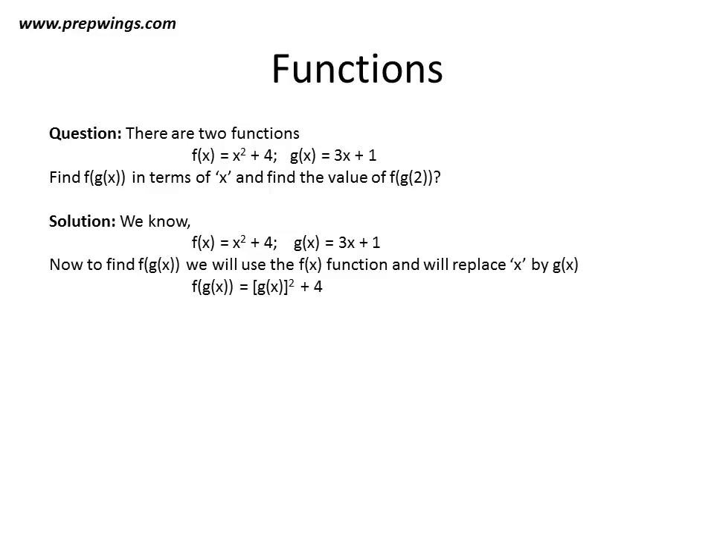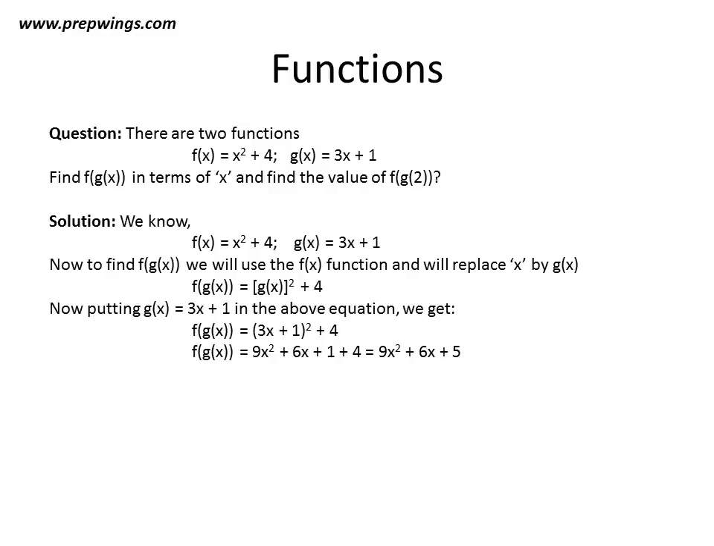Now to find f of g of x, we will replace x by g of x in the function f of x. So if f of x is x square plus 4, f of g of x will be g of x whole square plus 4. And g of x is given by 3x plus 1. So f of g of x will be 3x plus 1 whole square plus 4. So that means f of g of x will be equal to 9x square plus 6x plus 1 plus 4, which will be 9x square plus 6x plus 5. Thus f of g of x is equal to 9x square plus 6x plus 5.